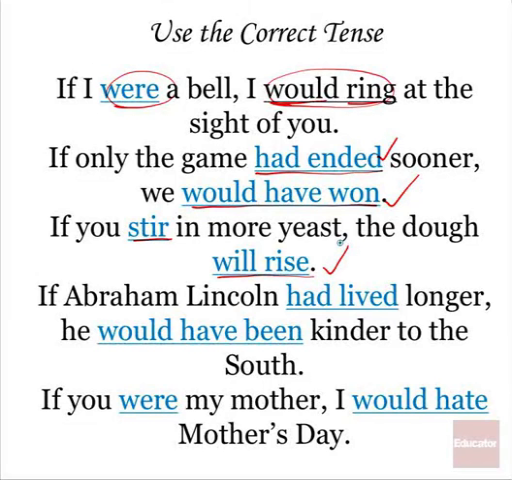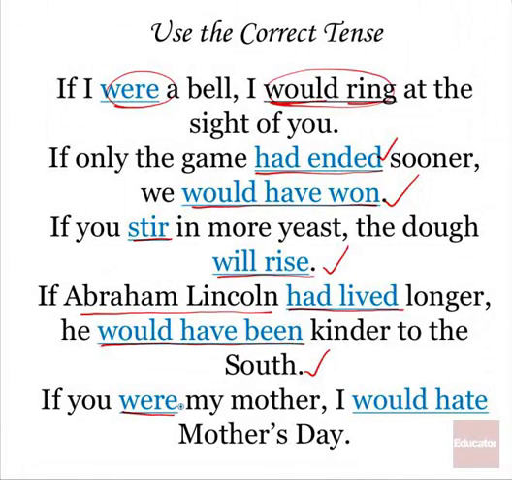If Abraham Lincoln had lived longer, we're speculating about something that didn't happen in the past. Your clue here was Abraham Lincoln. He's dead. He's been dead for over 100 years. We're obviously talking about something that happened in the past. He would have been kinder to the South. And finally, here's a little echo of Winston Churchill and Lady Astor.